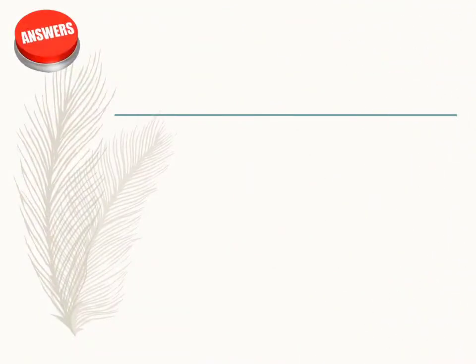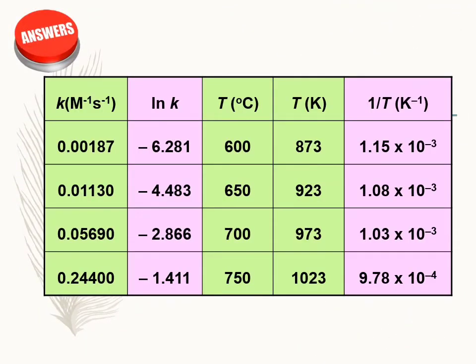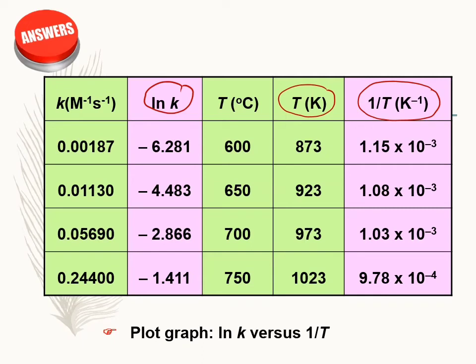Alright, so now sepatutnya awak construct table macam ni. Okay, nampak? So awak tambah kolom ln K, kira berapa nilai, tambah kolom temperature in Kelvin dan kolom 1 over T. So ada 3 kolom yang awak kena add on. Alright, so yang kita nak adalah kolom yang warna pink ni. Okay, so kita akan plot graph ln K versus 1 over T. Alright, so jom kita plot.